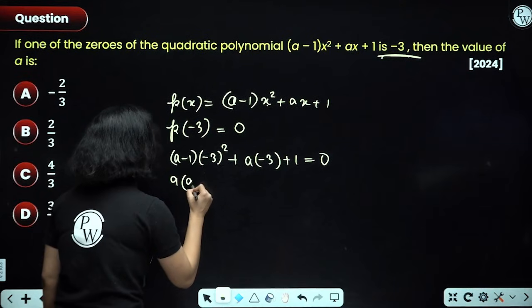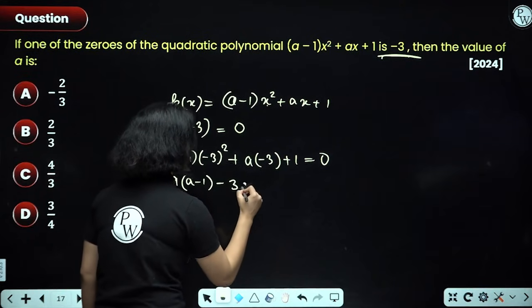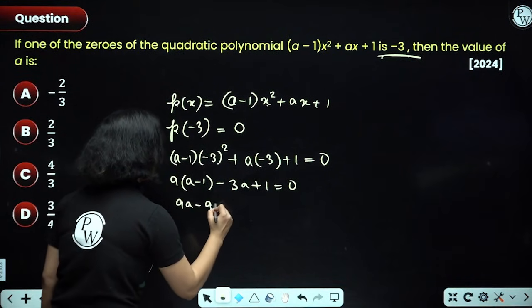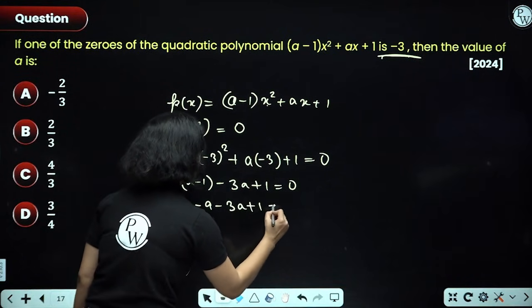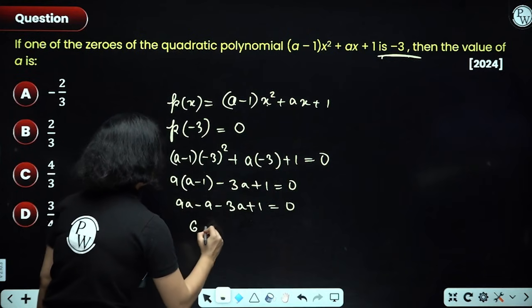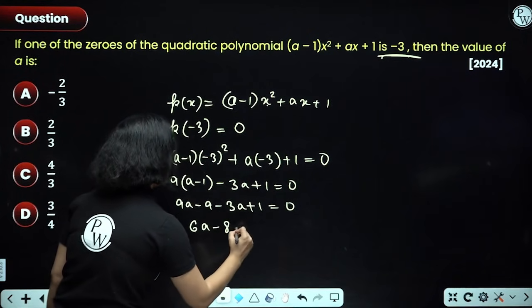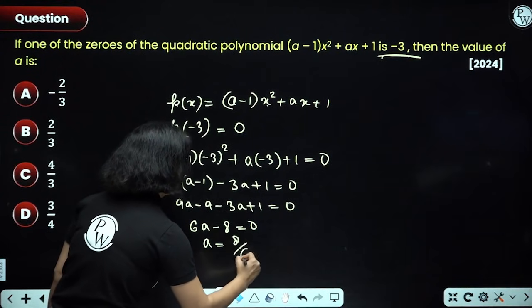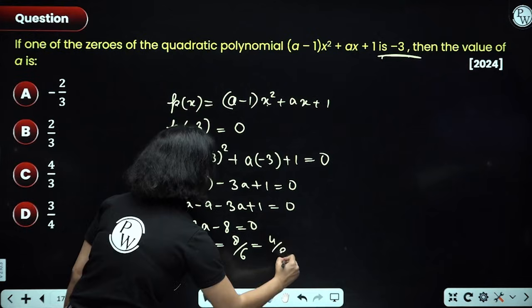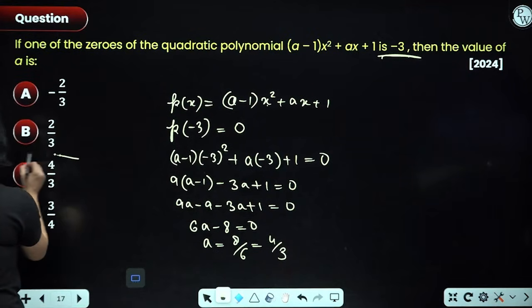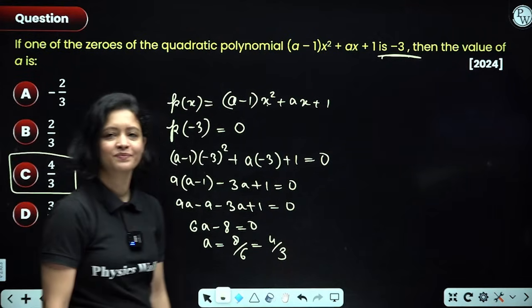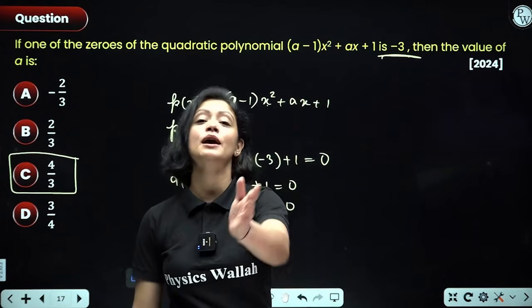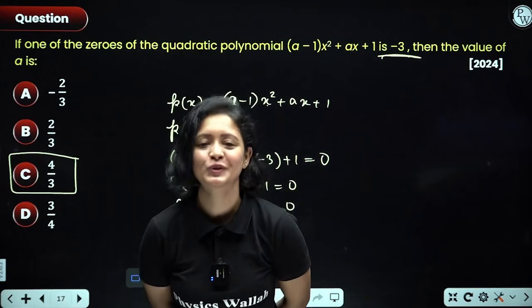Now, let's evaluate it, everyone. So, you have 9(A minus 1) minus 3A plus 1 equals 0. 9A minus 9 minus 3A plus 1 equals 0. So, 6A minus 8 equals 0. A equals what? 8 over 6, which is 4 over 3. So, what is the value of A, everyone? 4 over 3. Right? Option C is the correct answer. Everyone that gave the correct answer, pat yourself on the back. Well done. Good job.